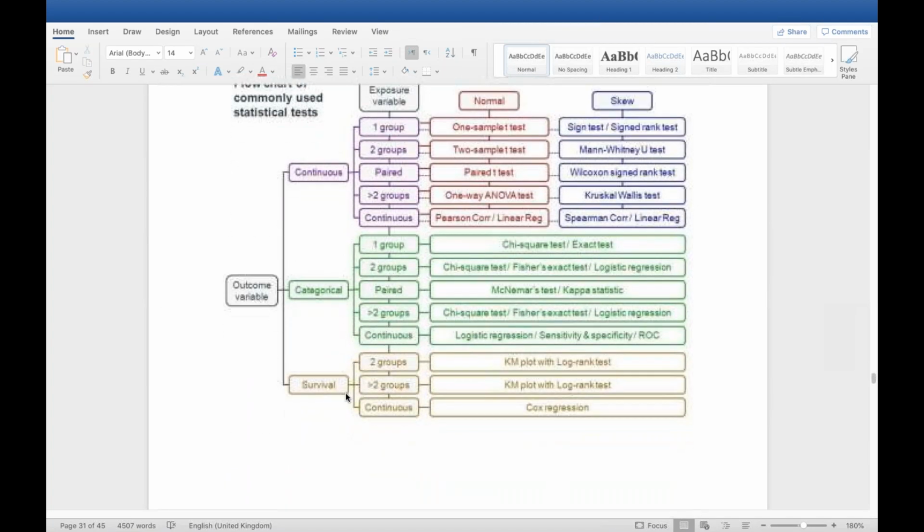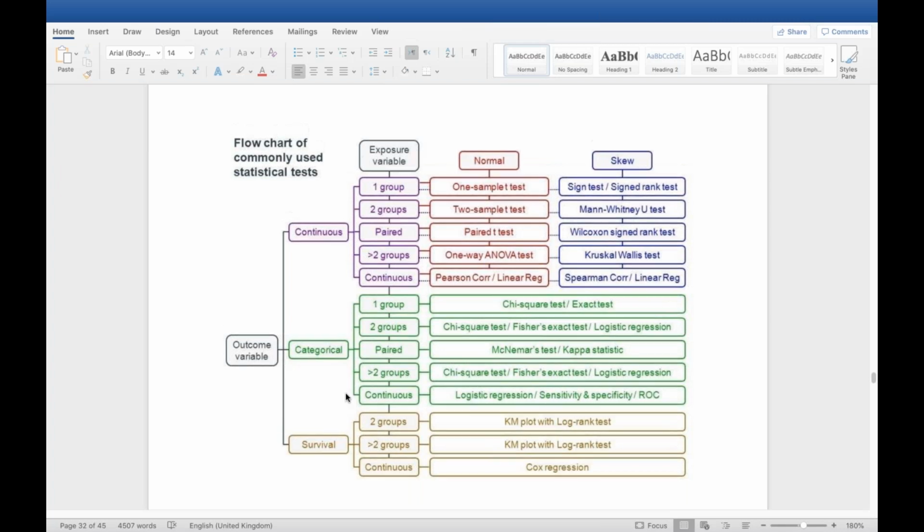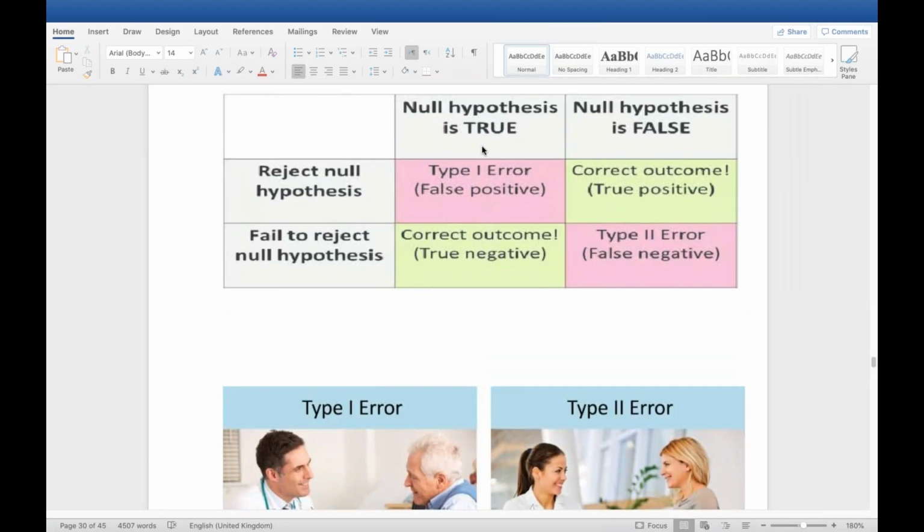So there are some statistical tests. Before going to the statistical tests, I will differentiate between clinical significance and statistical significance. As I've already said, statistical significance is a p-value less than 5%. If something has a p-value less than 5%, that's statistically significant. But it's not always clinically significant, okay?